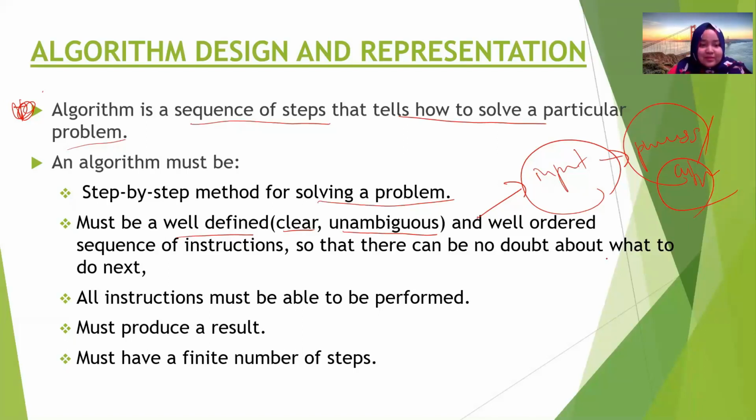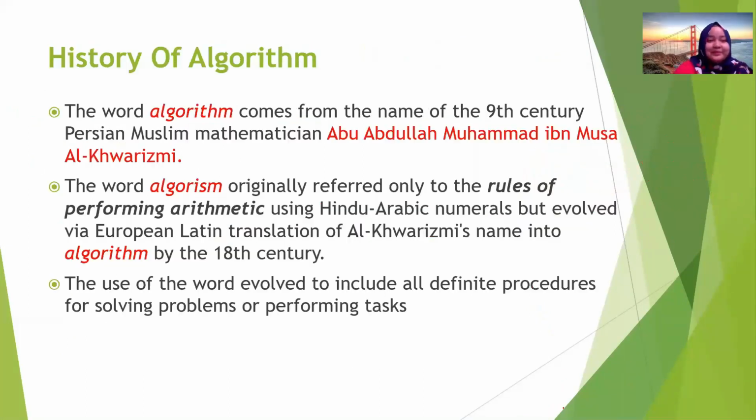Okay? Must produce a result, must have a finite number of steps. Finite number ni maksudnya mesti ada pengakhirannya. Tak adalah awak buat okay, 1, 2, 3, 4 atau titik n. Tak ada. Mesti ada finite number of step. Mesti ada full stop. Okay, remember.